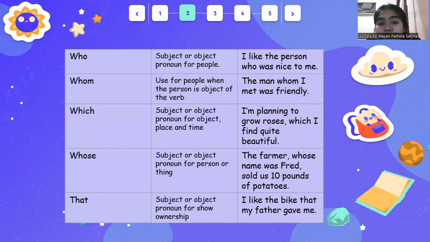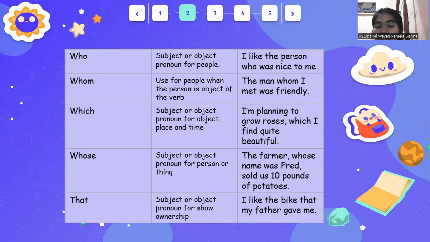Next is whom. We can use this pronoun for people when the person is the object of the verb. For example: the man whom I met was friendly. Next is which. We can use this as subject or object pronoun for objects, places, and time. For example: I'm planning to grow roses, which I find quite beautiful.